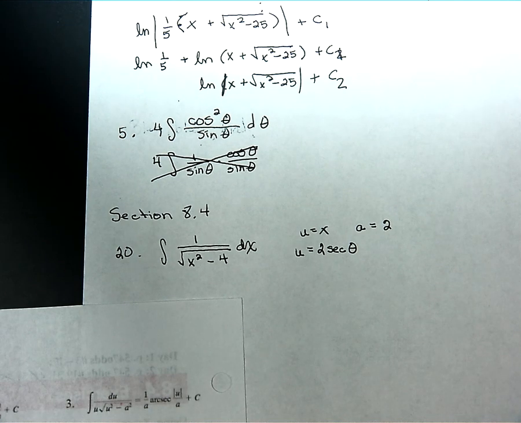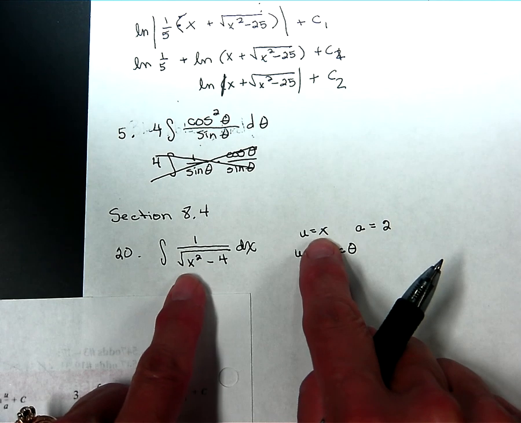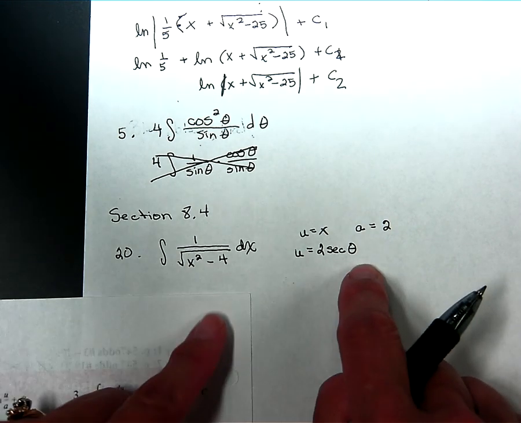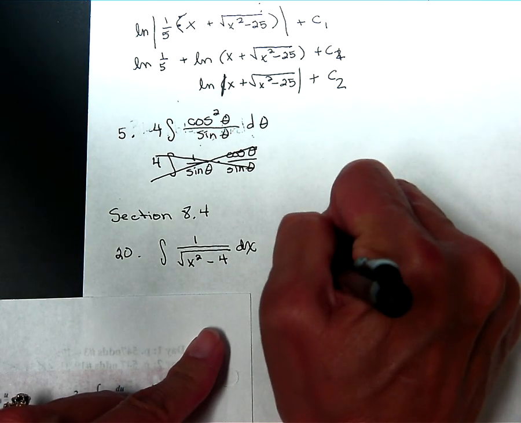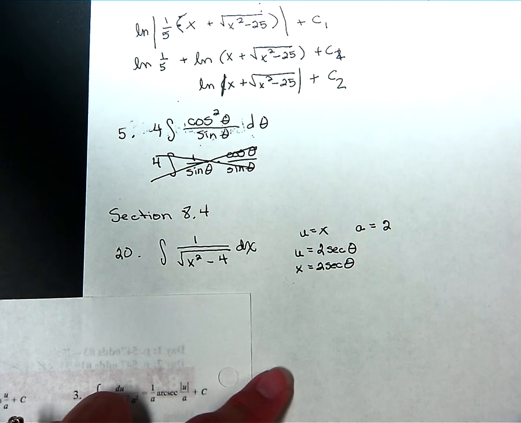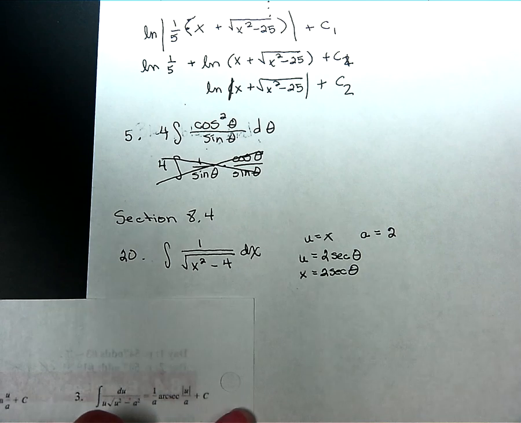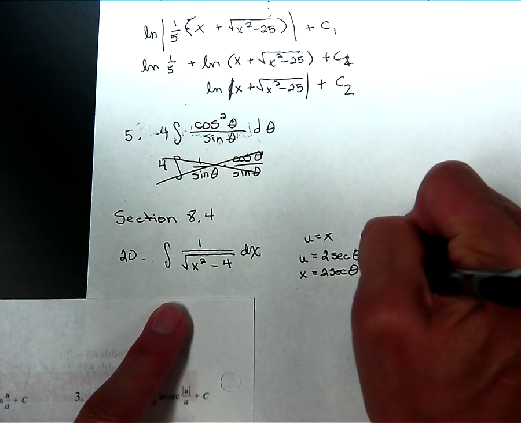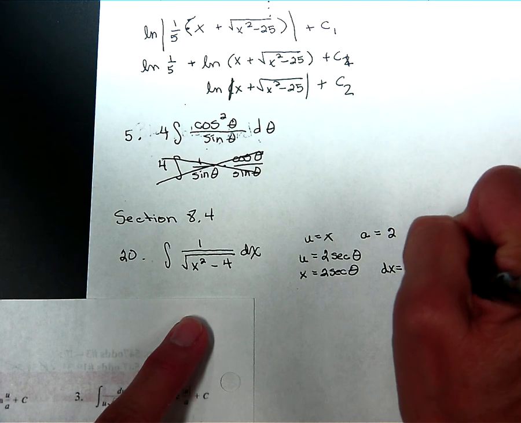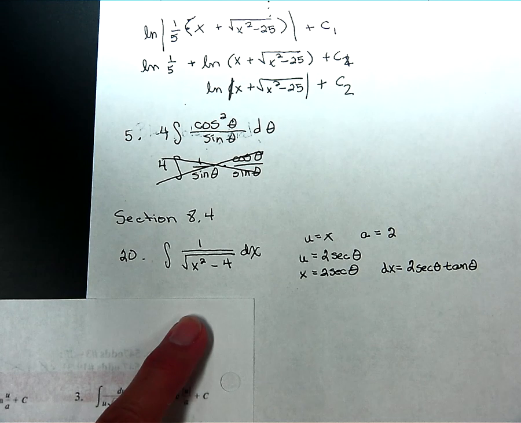Okay, so since I have u is x in this radical expression, and u is 2 secant theta in this trigonometric substitution, then really I have x equals 2 secant theta. That's the substitution I'm going to use. Okay, that's x, so what's dx? 2 secant theta tangent theta, what else? D theta.